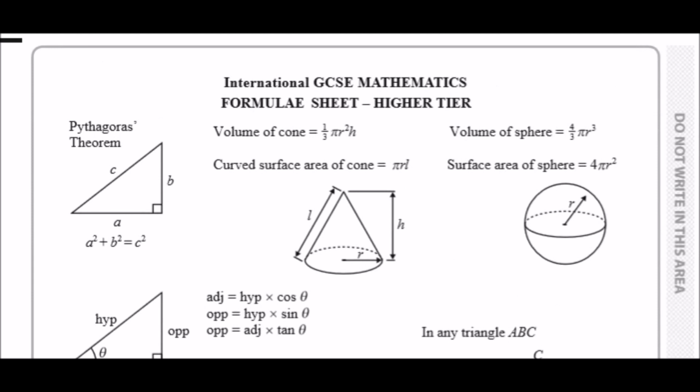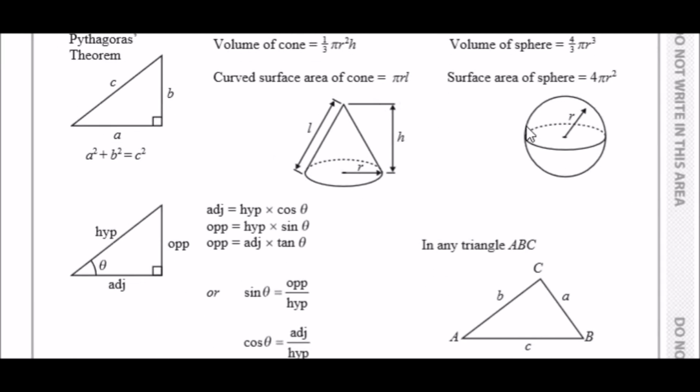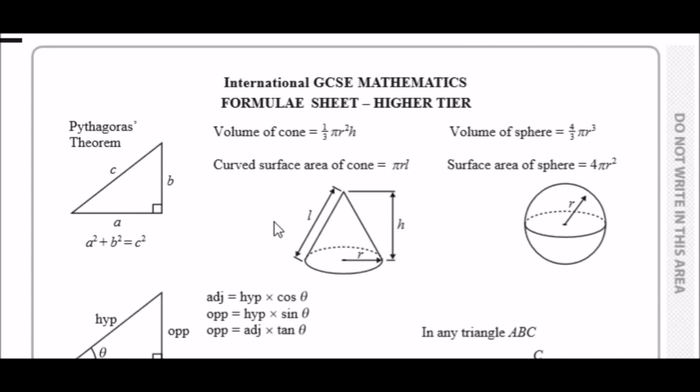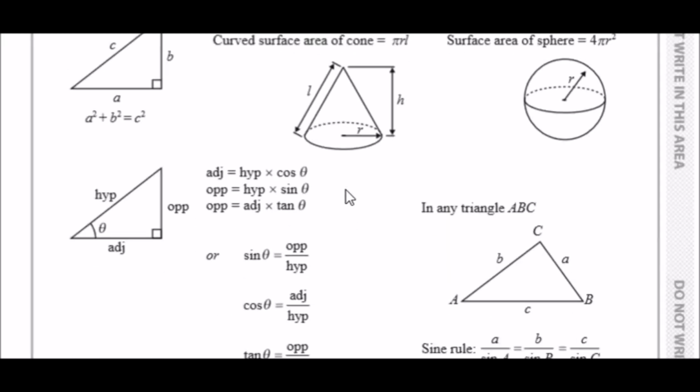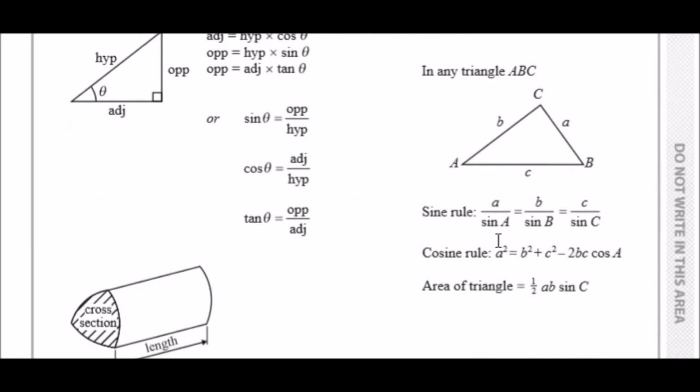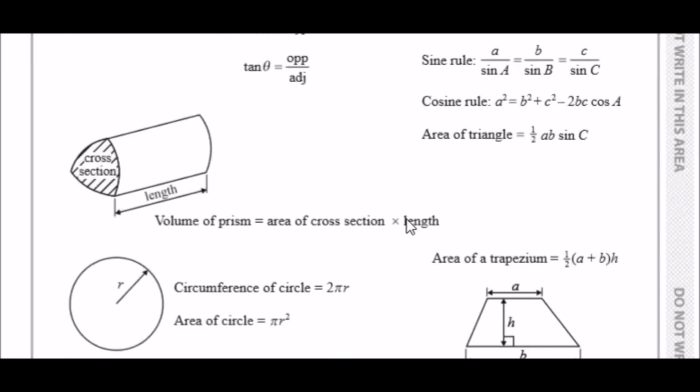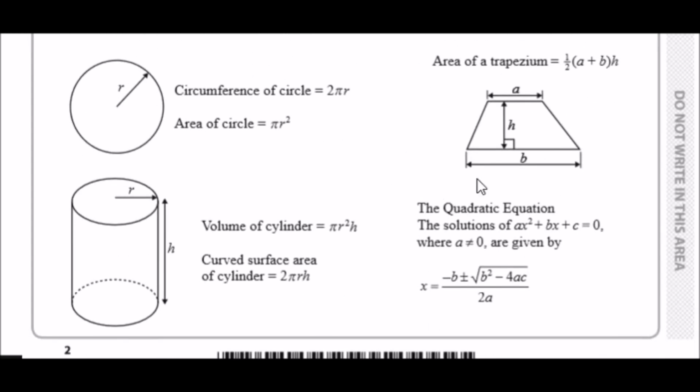And just to make it clear, you're given the formulas for everything, literally everything, for the high tier and possibly the foundation tier as well. You're given Pythagoras' theorem, trigonometry, volume of cones, curved surface area, spheres, pretty much the whole set, area of triangles, the sine and cosine rule, and of course the area of a trapezium as well as the cylinder rules. And the most important one is the quadratic formula. So make sure you guys have this nailed down. Alright, so let's do this.